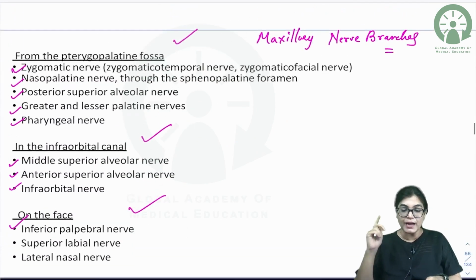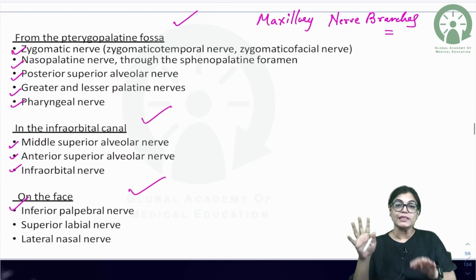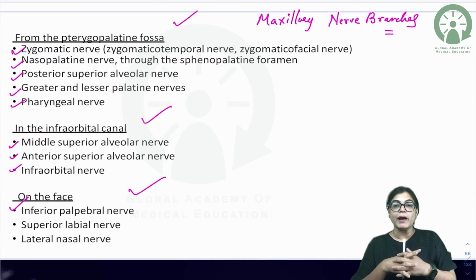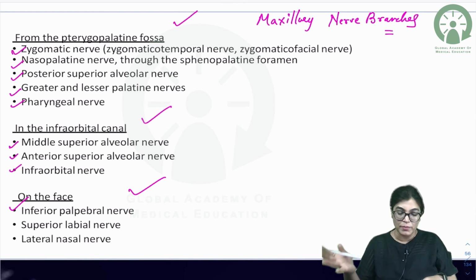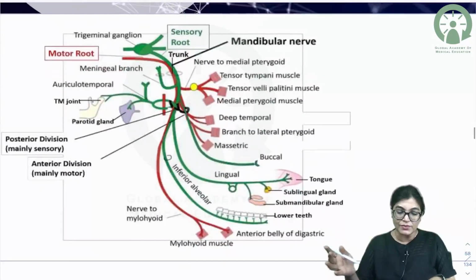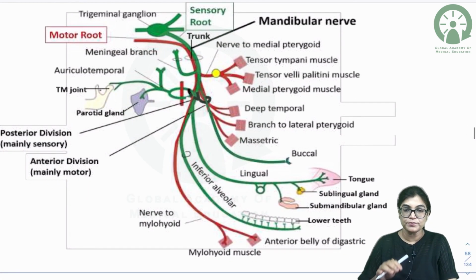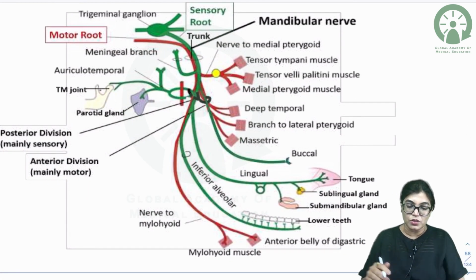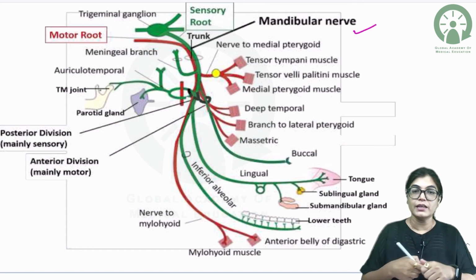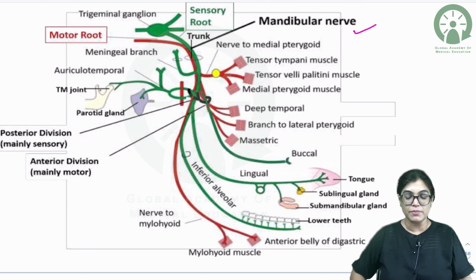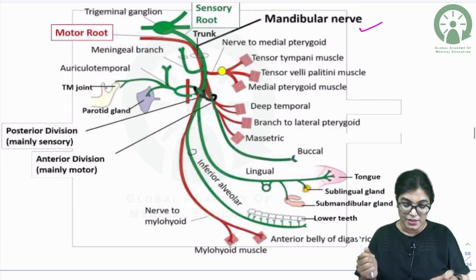Now the third part of the trigeminal nerve is very important, that is the mandibular nerve, because mandibular nerve branches are more commonly asked. So for that, I will just show you this flow chart where you can appreciate the mandibular nerve branches. So mandibular nerve is the largest component of the trigeminal nerve. It is having both motor and sensory component.